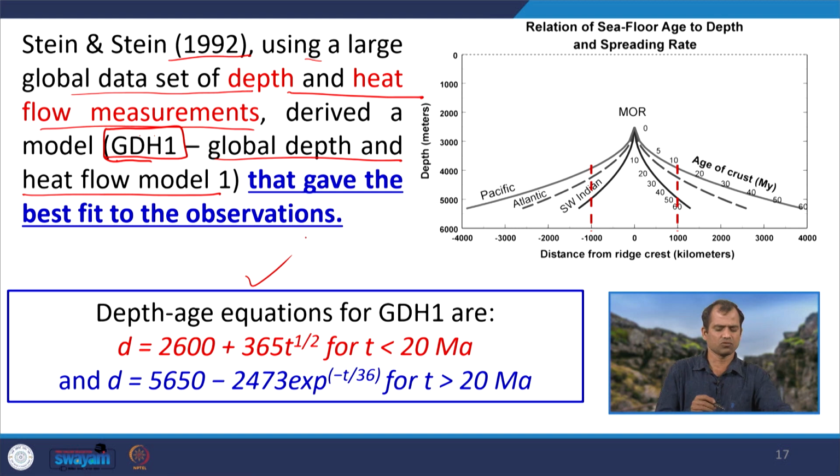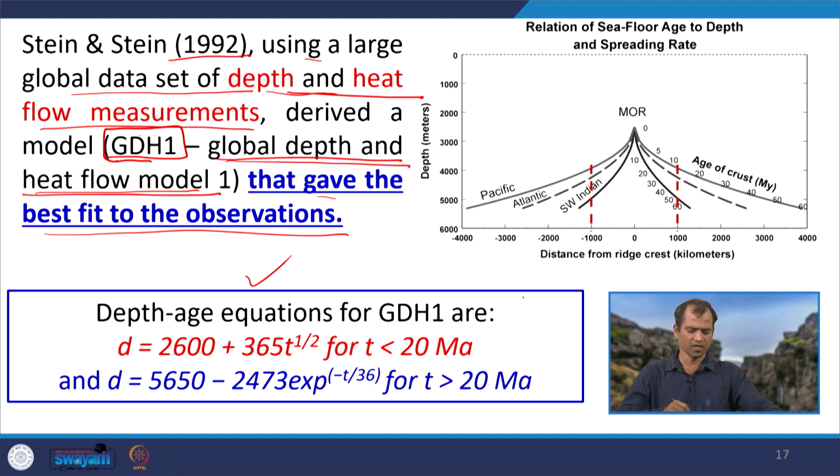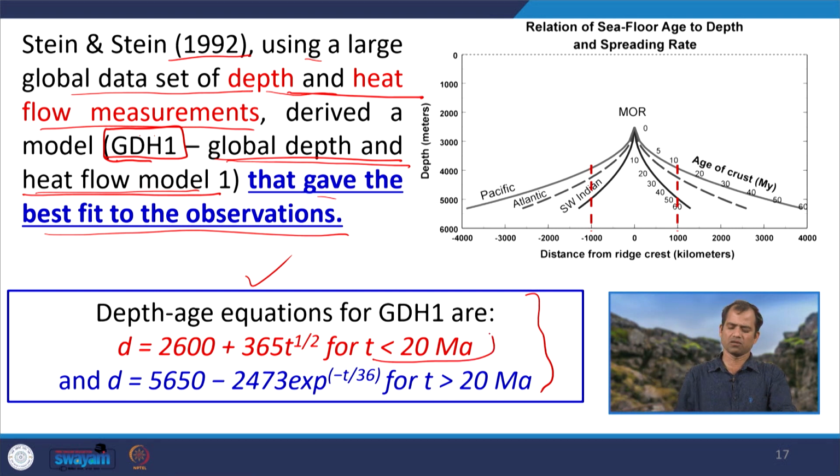Here, the depth and heat flow measurement derived model, called the global depth and heat flow model, gave the best fit to the observation. These two equations are such that one is valid for lithosphere less than 20 Ma and another is valid for lithosphere larger than 20 Ma. So, depth equal to this one is valid for less than 20 Ma, and depth equal to this one is for greater than 20 Ma.